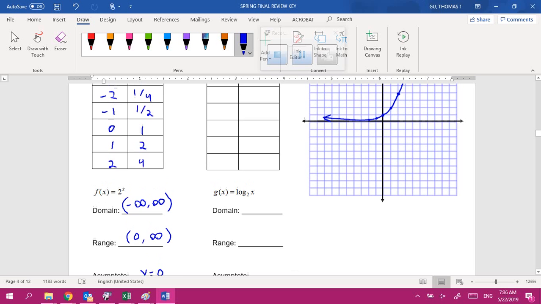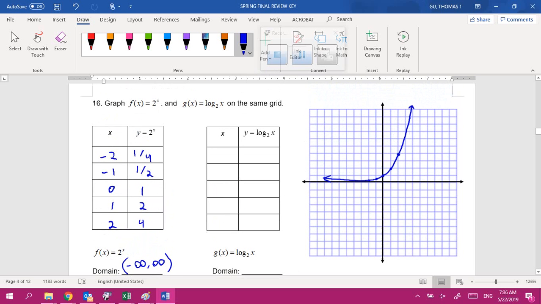All right. So once you have the exponential graph, it's really easy to get the logarithmic graph because all I have to do for the logarithmic is switch my x and y values. Because if you remember, the logarithmic function is the inverse of the exponential function. So instead of having -2, 1/4, I'm going to have 1/4, -2. 1/2, -1. 1, 0, 2, 1, and 4, 2.